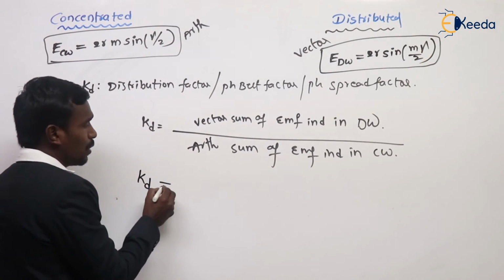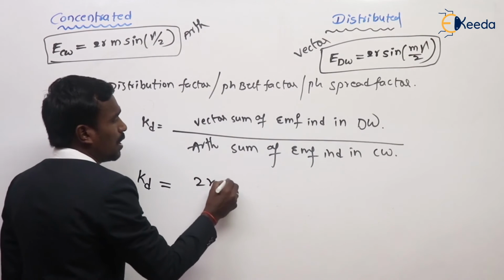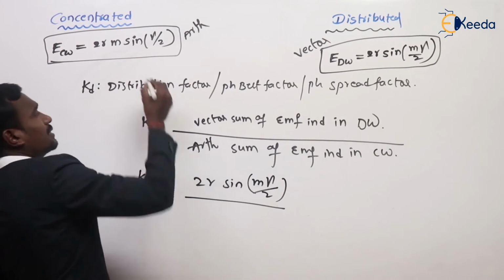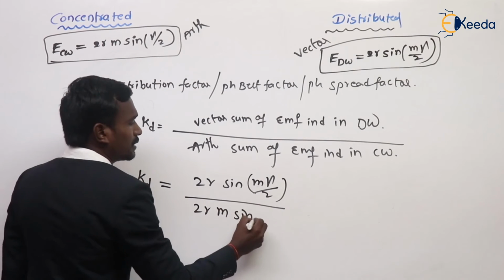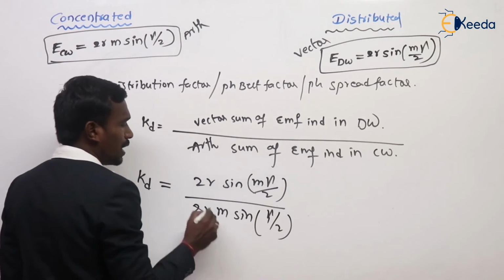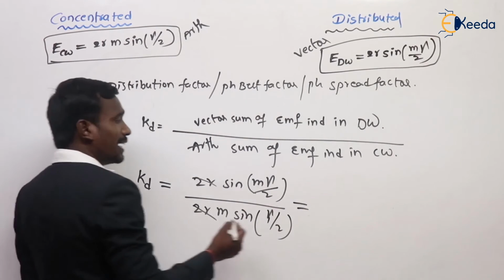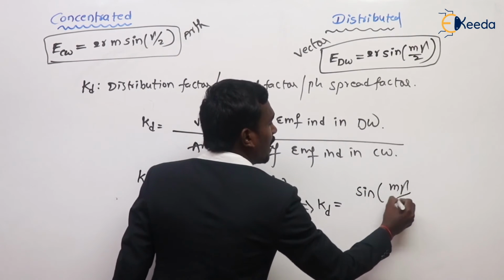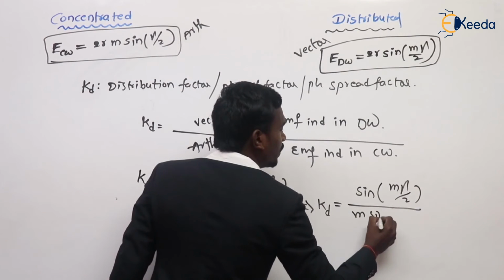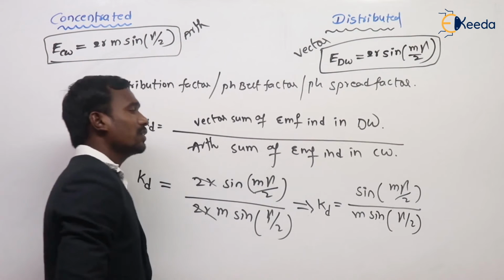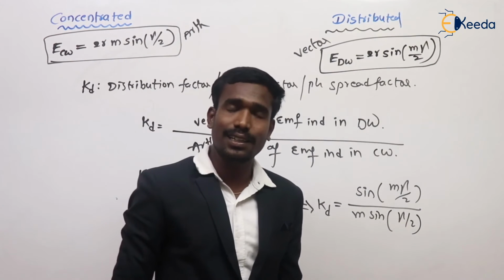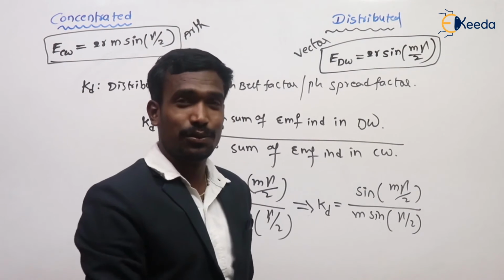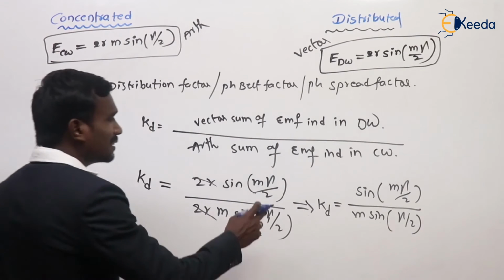So KD is equal to, what is EMF induced in distributed winding? 2R sine M gamma by 2, upon, what is concentrated winding? 2R M sine gamma by 2. 2R gets cancelled. So the distribution factor KD is equal to sine M gamma by 2 upon M into sine gamma by 2. This is the distribution factor KD. Is it okay? Right? Very important one.